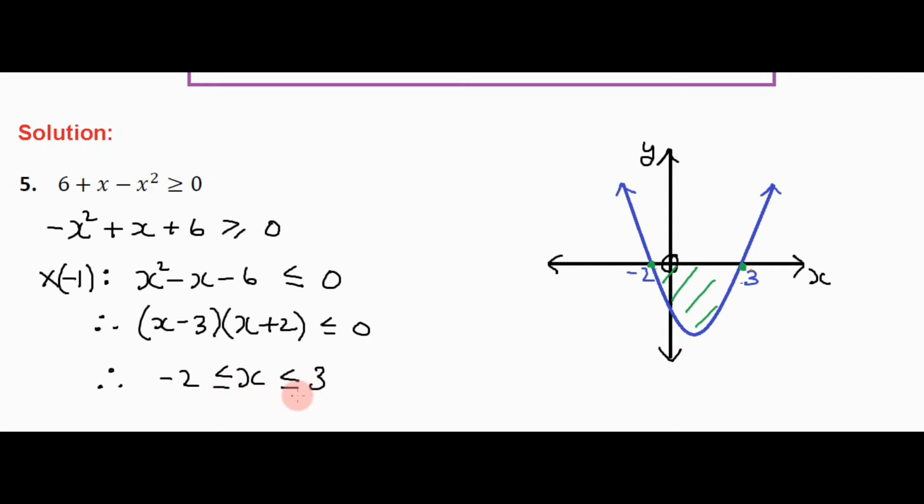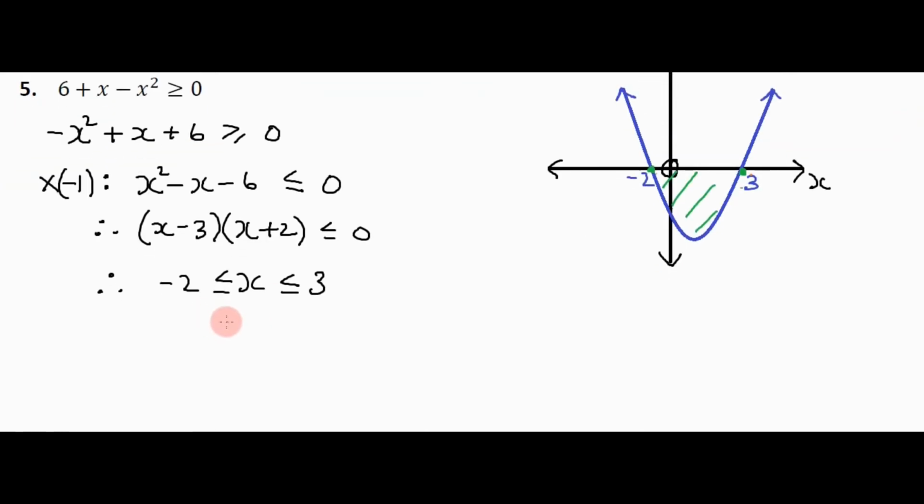So it's a sandwiched inequality. And we could express it in interval notation as x is an element of this closed interval. In other words, including negative 2 and 3. So we're using square brackets to show that we are including negative 2 and 3. So this closed interval from negative 2 to 3.